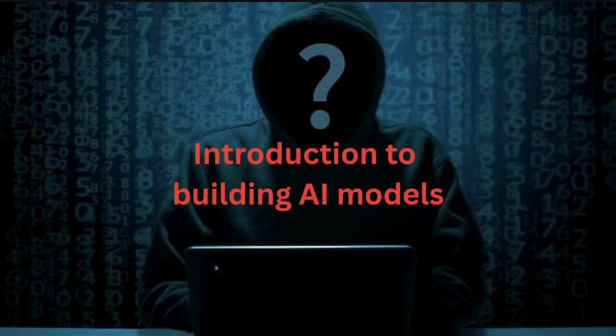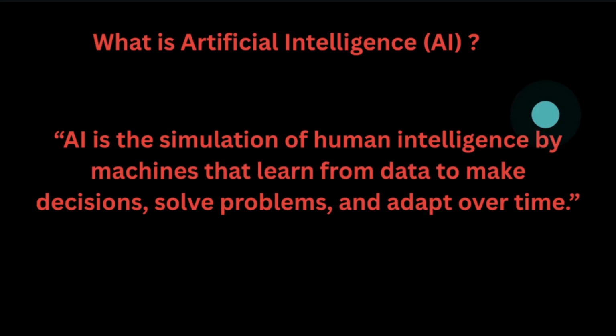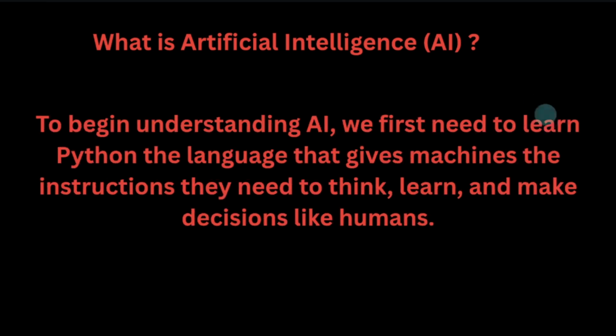So, introduction to AI, introduction to building AI models. So what is artificial intelligence? AI is a simulation of human intelligence by machines that learn from data to make decisions, solve problems, and adapt over time. So to begin understanding AI, we first need to learn Python, the language that gives machines the instructions they need to think, learn, and carry out other human characteristics.